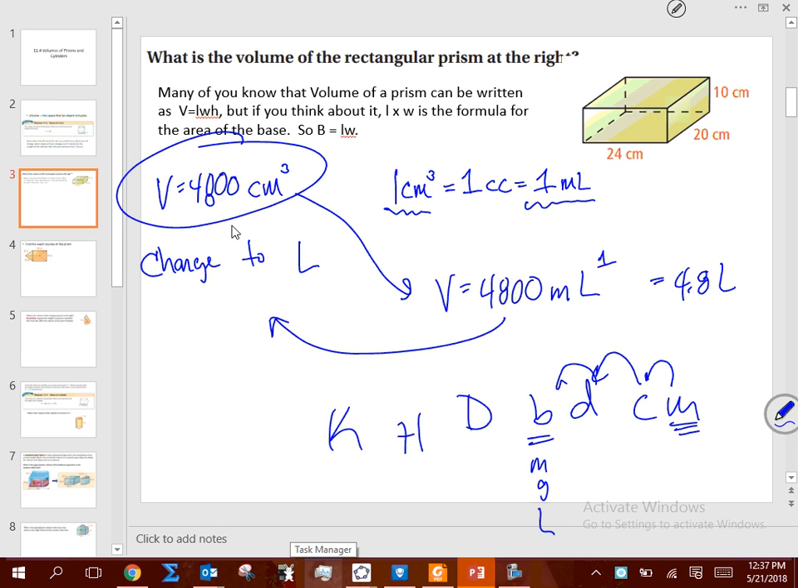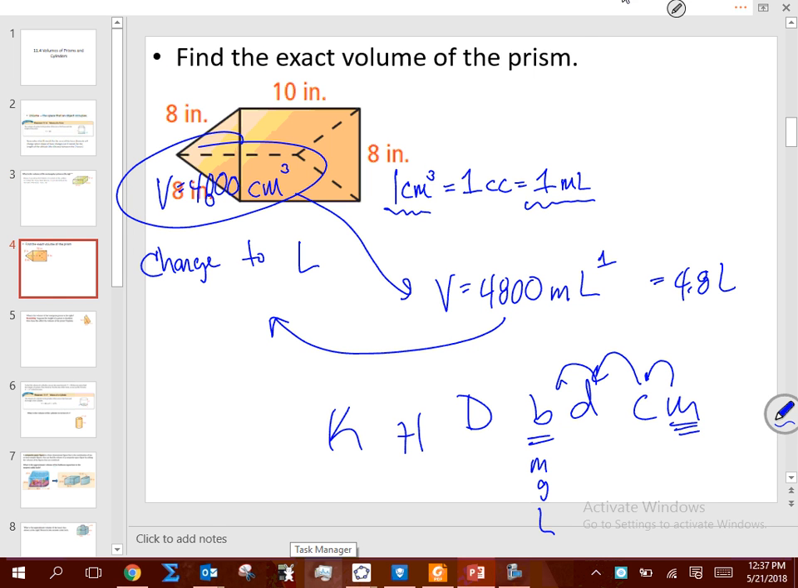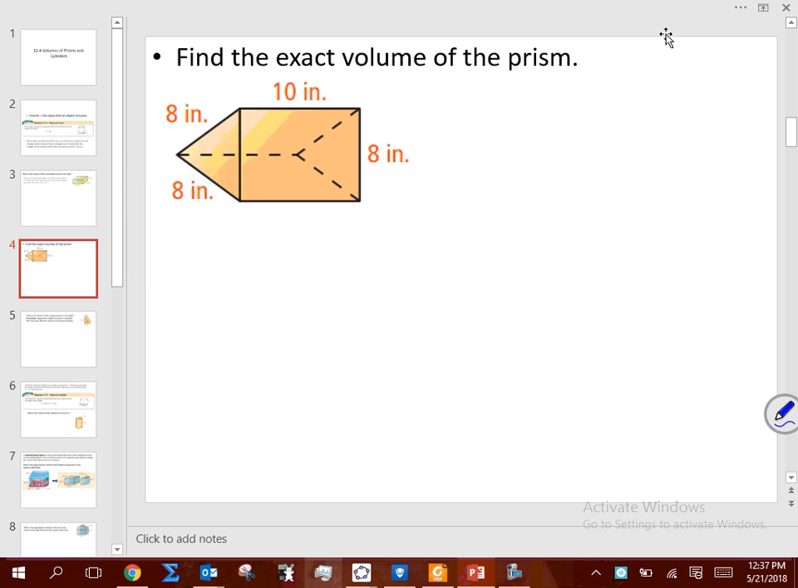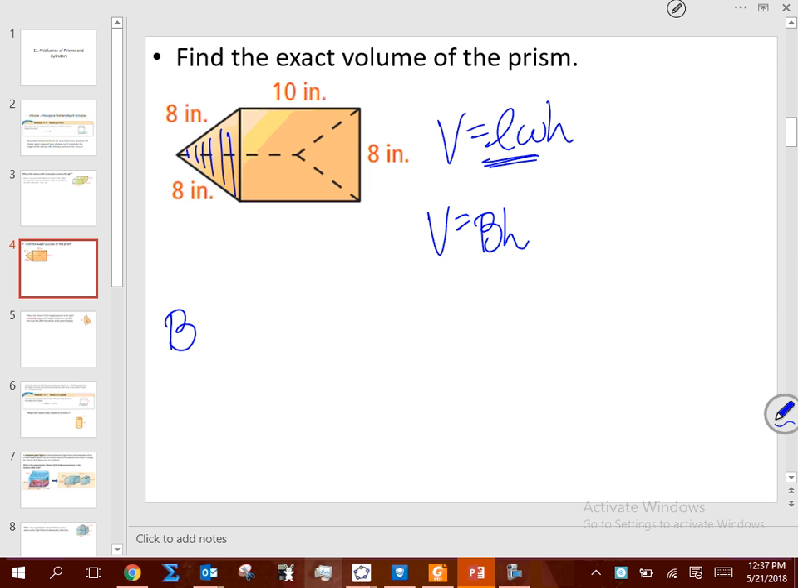Okay. All right, so let's do this question. Take that and find the exact volume of the prism. So volume, and this is where people get in trouble. Can I use volume equals LWH right here? No, because L and W are the base area for a rectangle, and our bases are triangles. So I have to use volume is equal to B times H, where B then is 1/2 BH, correct?